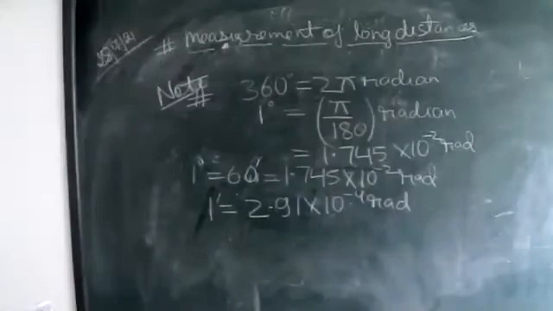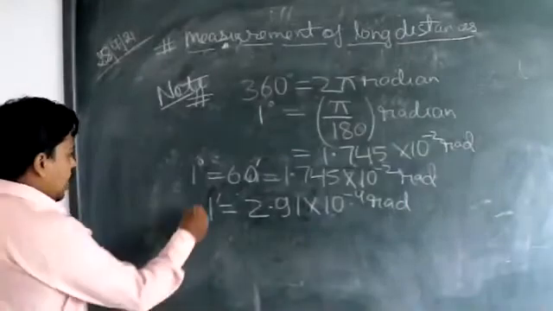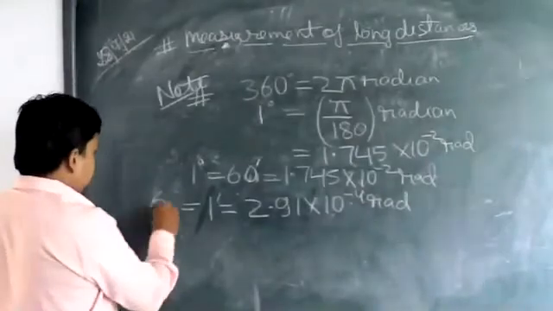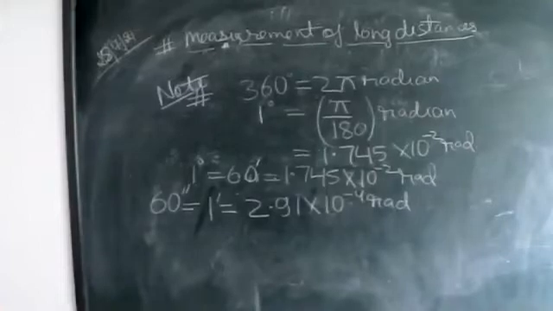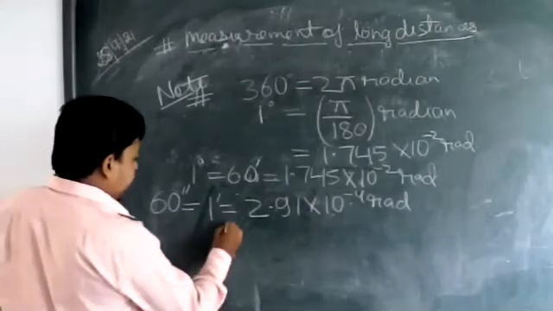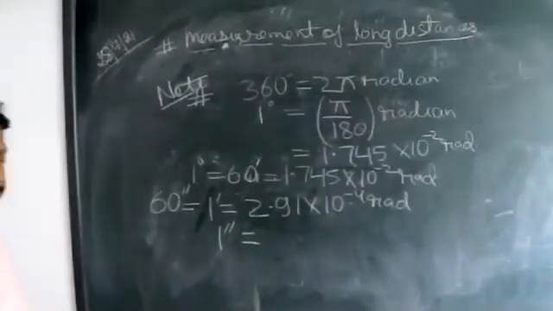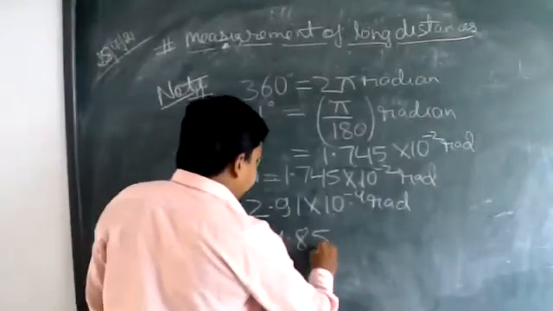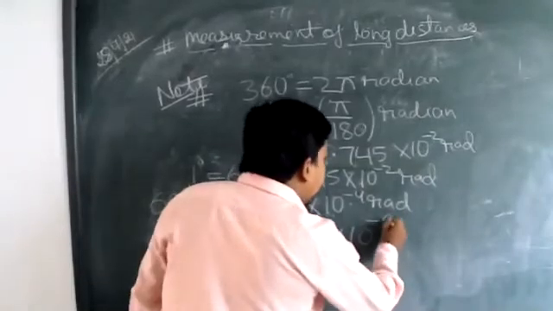Again, if in 1 minute there is this much radian, how many seconds are there in 1 minute? In 1 minute there are a total of 60 seconds. So 1 minute equals 60 double dash. Okay, so how many radian will there be in 1 second? In 1 second, this quantity will again be divided by 60, and the result comes out to be 4.85 into 10 to the power minus 6 radian.